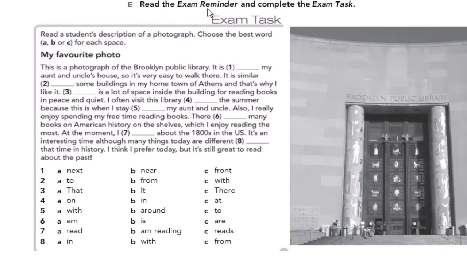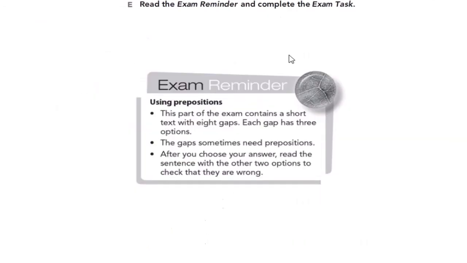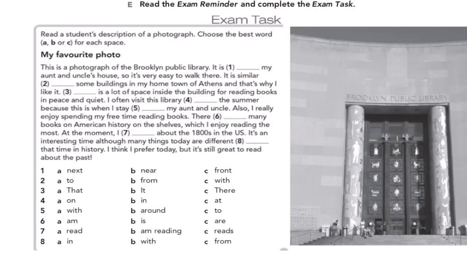Exercise E. Read the exam reminder and complete the exam task. Let's read the exam reminder together. Using prepositions, this part of the exam contains a short text with 8 gaps. Each gap has 3 options. The gaps sometimes need prepositions. After you choose your answer, read the sentence with the other 2 options to check that they are wrong. Okay? Now let's go back to the exercise. Read a student's description of a photograph. Choose the best word, A, B, or C for each space.